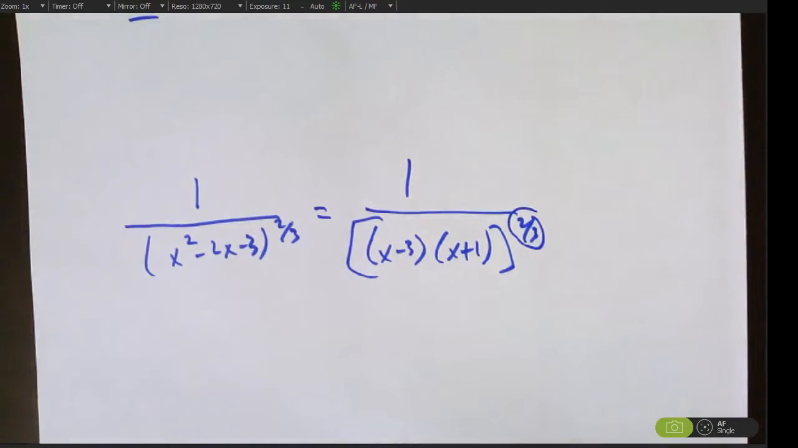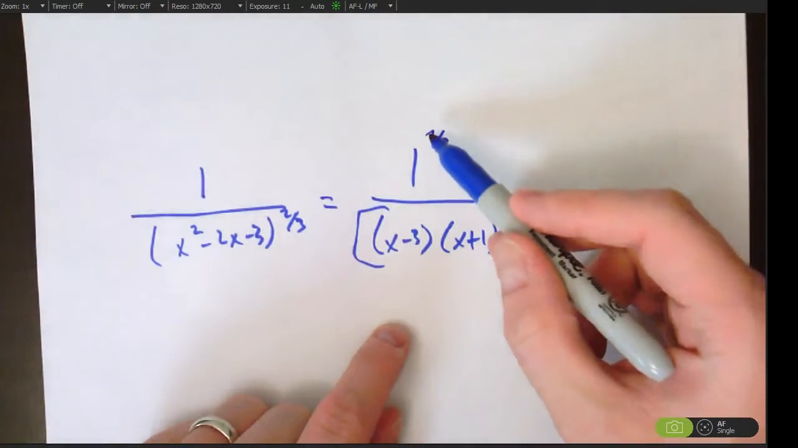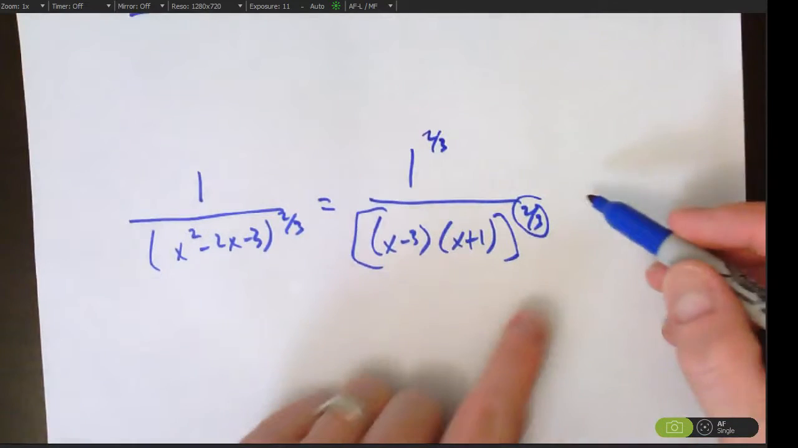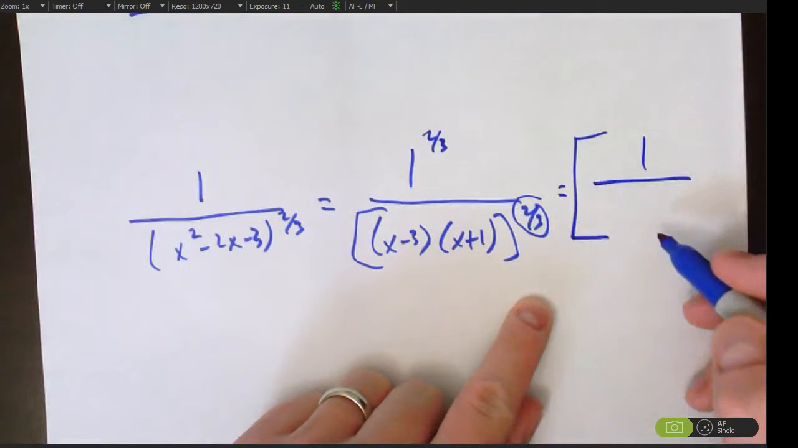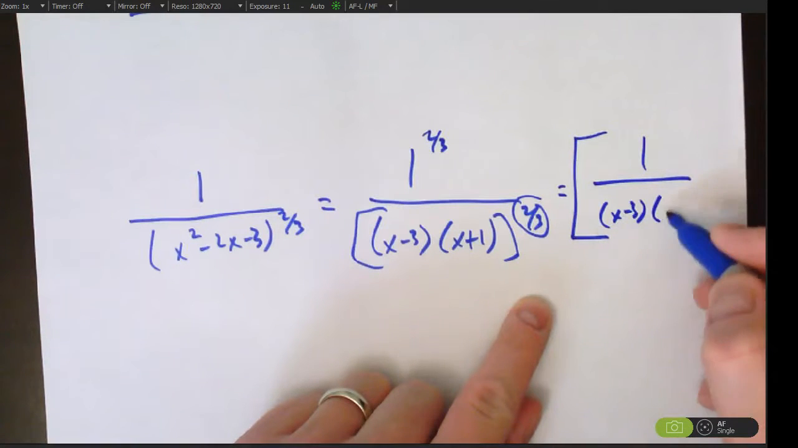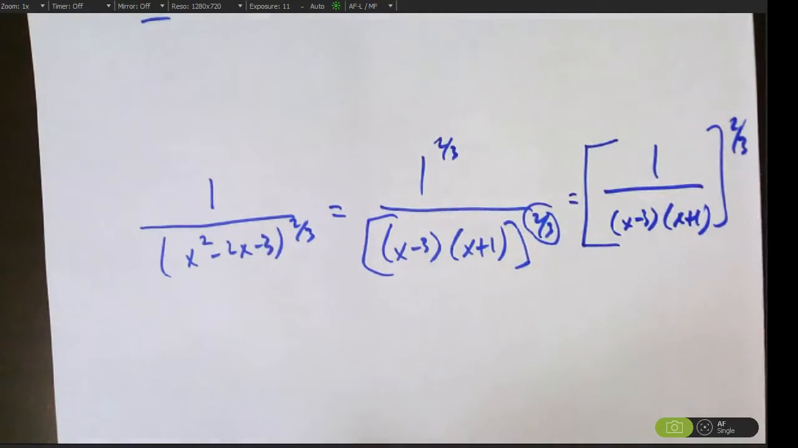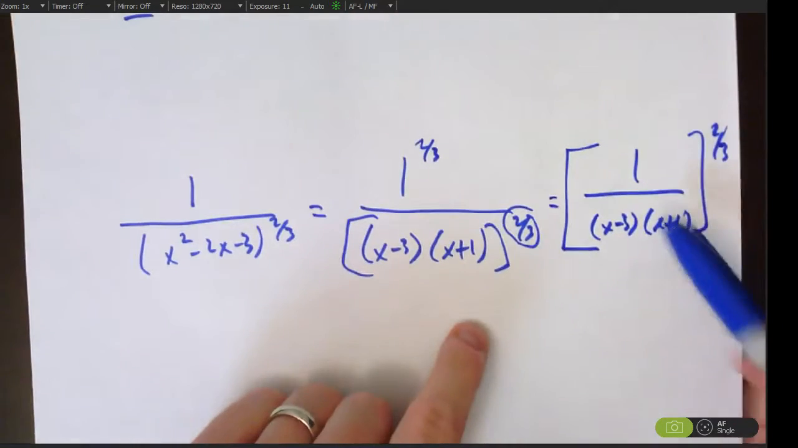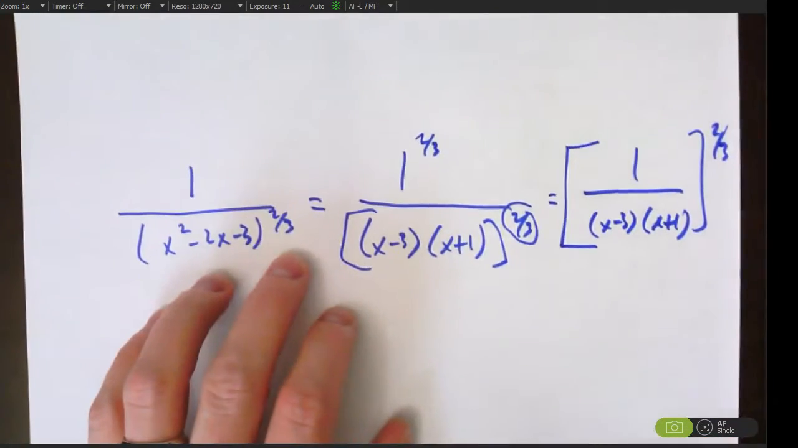Okay, so first of all, what might make it easier for some of you is if you put this to the 2/3 power as well on top, because 1 to the 2/3 is the same thing as 1, and the reason is you can now look at this whole quantity as 1 over x minus 3, x plus 1 to the 2/3 power. That's one way to kind of sort out the algebra to make it easier. Otherwise, just go down here and I'll explain a couple things with it.